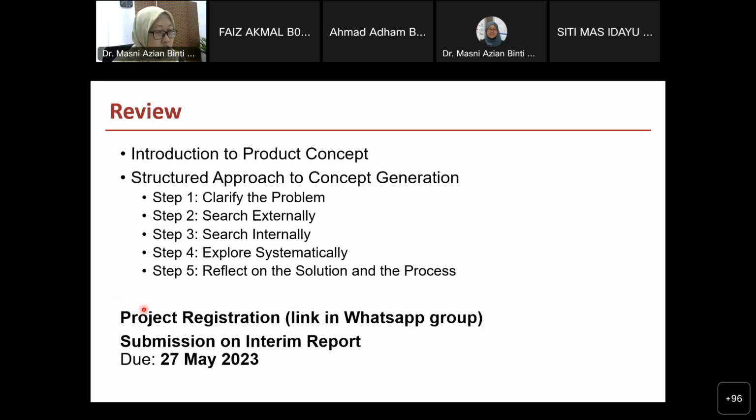Please register your team members and your project title. The link in WhatsApp, actually I have not shared the link yet, but I already uploaded and embedded the form in Ulearn. In Ulearn you search under assessment. Items which need to be submitted and evaluated by the lecturer fall under assessment. Please submit your project name and team members in that form. If your name is not in the form, please PM me later through WhatsApp so that I can update the form.